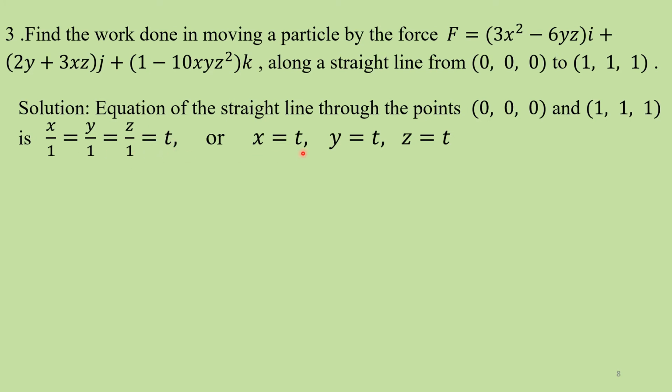So I get x equal to t, y equal to t, z equal to t is the parametric equation of the given straight line joining these 2 points. Thereby dx, dy, dz is nothing but dt. dx equal to dt, dy equal to dt, dz equal to dt.